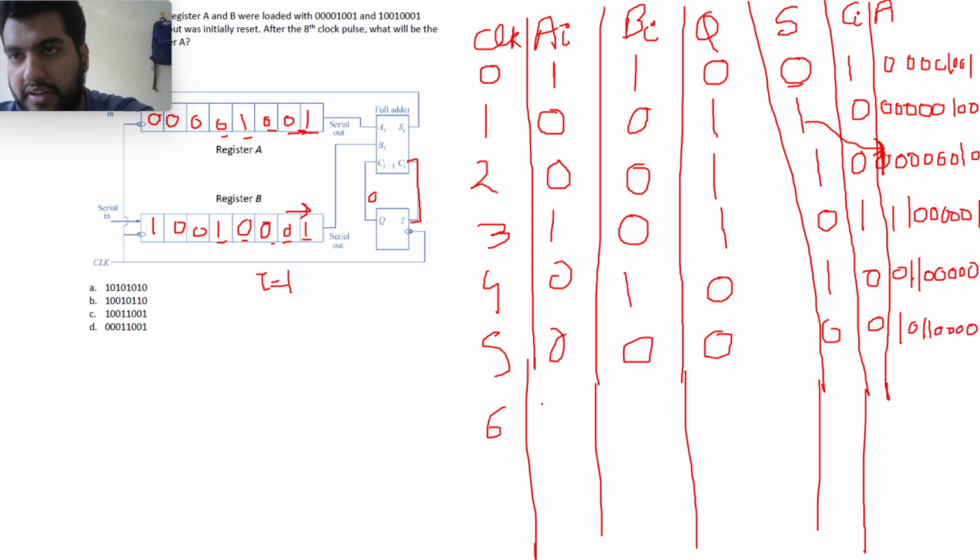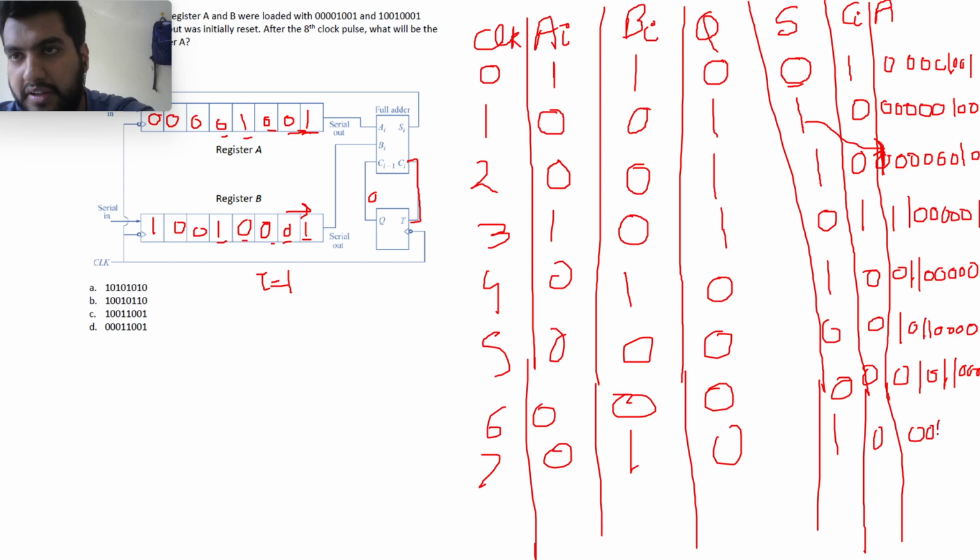Then the 6th clock cycle will again be 0 0 0 0 0, so it will be 0 1 0 1 1 0 0 0, and for the 7th clock cycle it will be 0 1 0 1 0, and this will be equal to 0 0 1 0 1 1 0 0. And in the 8th clock cycle there are no contents in the B register, and this register will get updated with this value finally, sorry. So it will be 1 0 0 1 0 1 1 0.